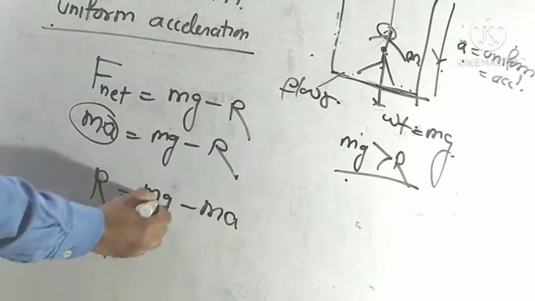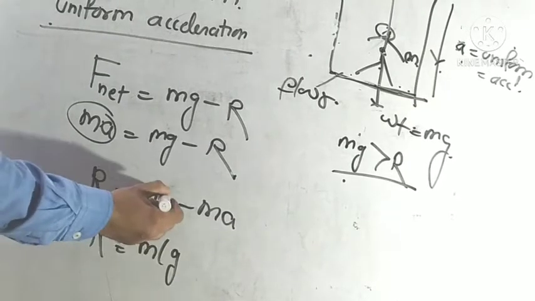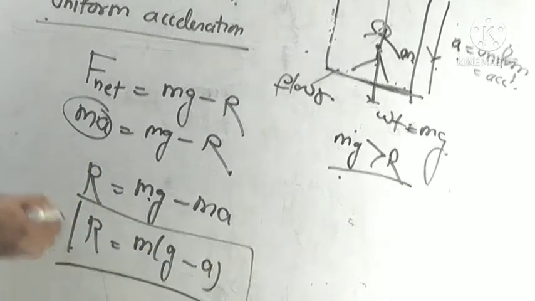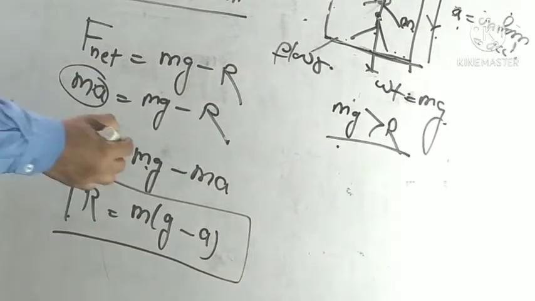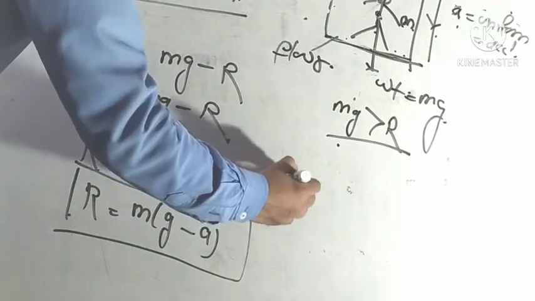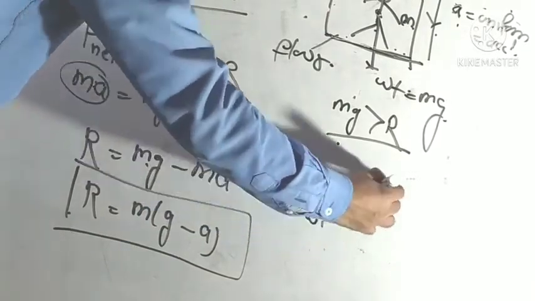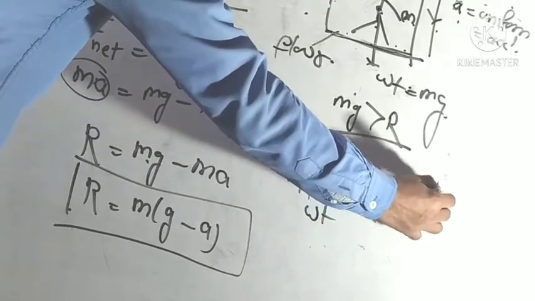Okay, we take m common here. So what is left inside this bracket? g minus a. Okay, here apparent weight is less than actual weight.